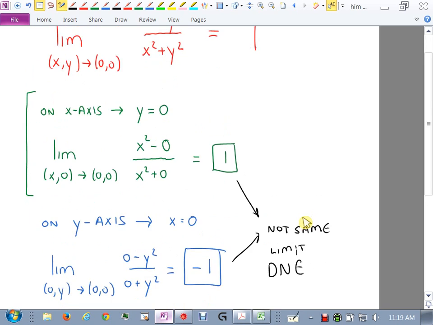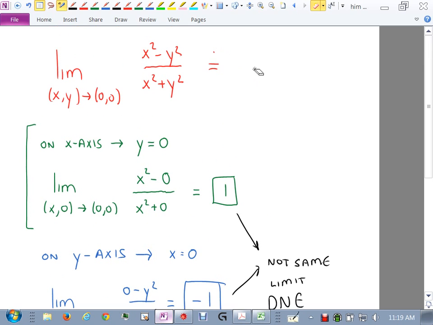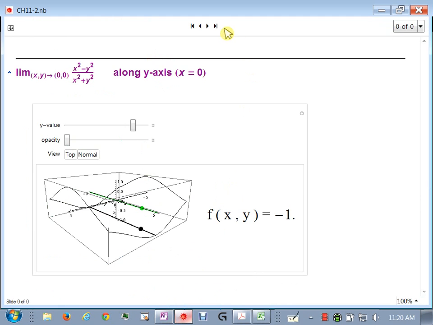So we come back up here, and usually you don't say limit equals does not exist, you just say does not exist. DNE. That worked out okay? Make sense? All right, next.